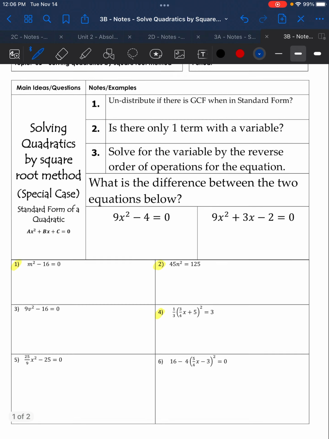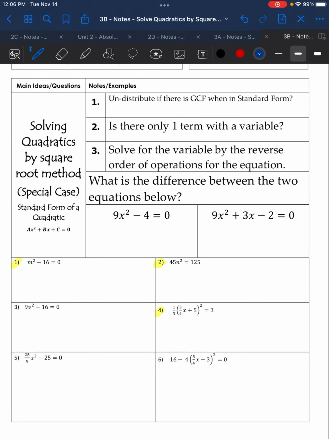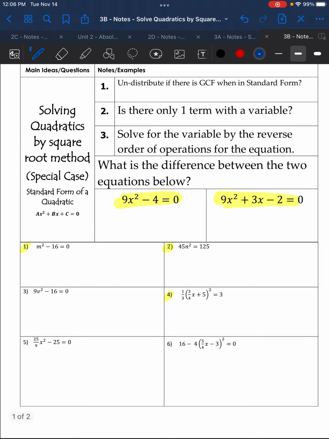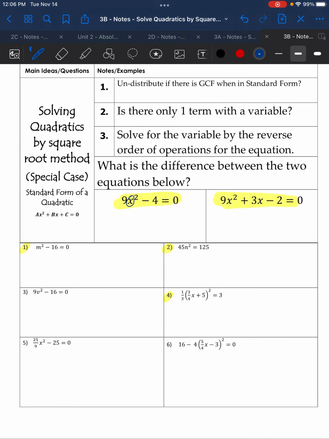Alright, this is 3b, which in this case is solving quadratics by the square root method. Sometimes this is a special case, sometimes we can solve this way. Now I'm going to draw our attention to the biggest difference between these two equations. The first equation has only one x in the equation, and over on the right side there are two x's in the equation. That is the biggest thing that we need to see.